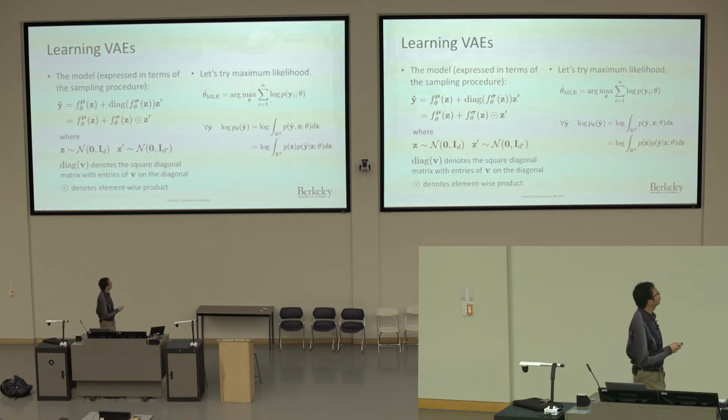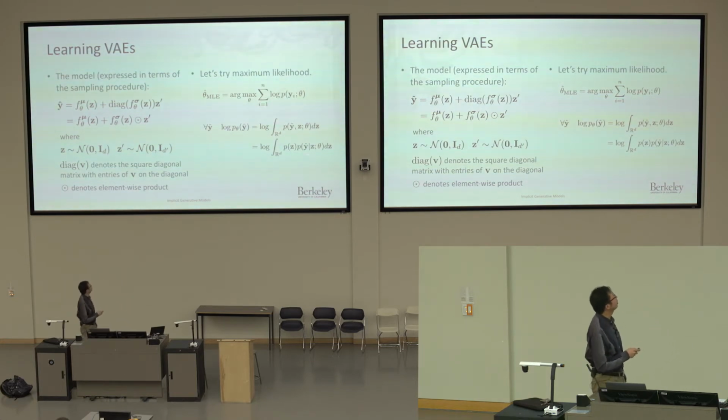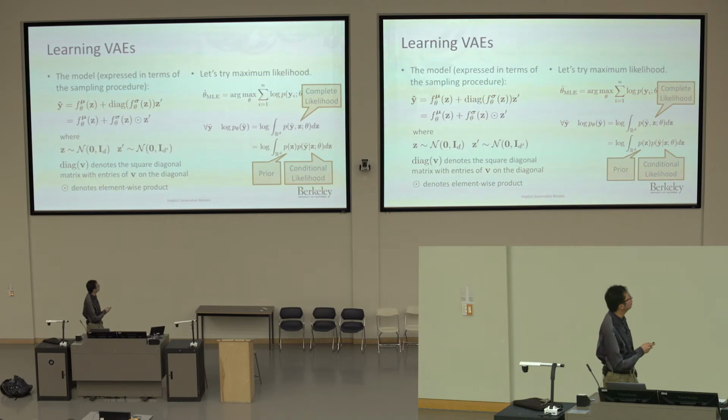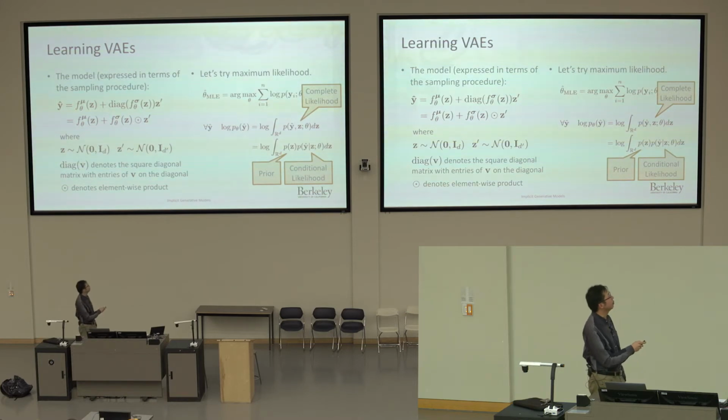We're going to apply Bayes' rule to decompose this. The log likelihood here is essentially the same as the log of the complete likelihood, so this is known as the complete likelihood. Then you marginalize out your latent variable z, which can be further decomposed by Bayes' rule into the prior and the conditional likelihoods.